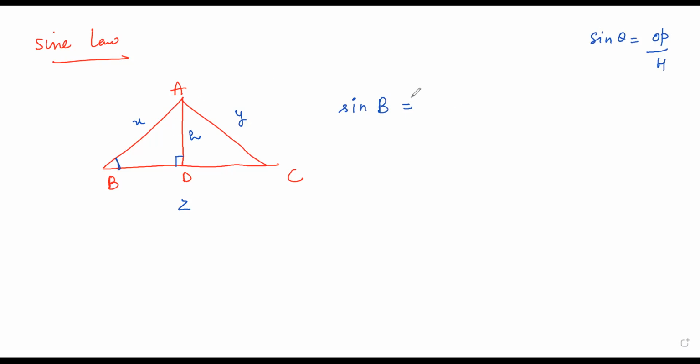Oh, okay. So it's BD. It's H divided by the X. Correct. Now, this angle, sine C, what will it be? Also the same, but height H over Y. Yes. Now, from the first one, can we say that height is equal to X sine B? And here, height is equal to Y sine C, cross multiplying.